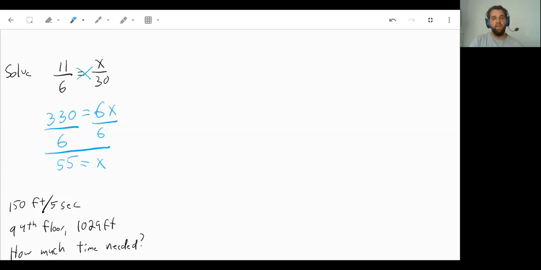Now, another way you could try to solve that one is if you notice that you could find a common denominator between the two. Say you notice, oh, 6 times 5 would get us to 30. You could also do that with your numerator. So 6 times 5 would get us 30, and 5 times 11 would get us to 55. And since your denominators now match, that means your numerators will also have to match. So you could just see there then that x is still going to equal 55. That's just another way to try to solve proportions, depending on what works better in your scenario.